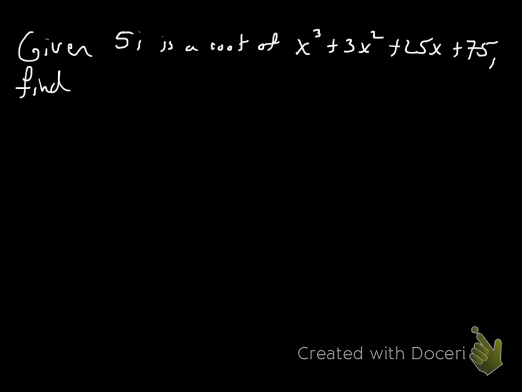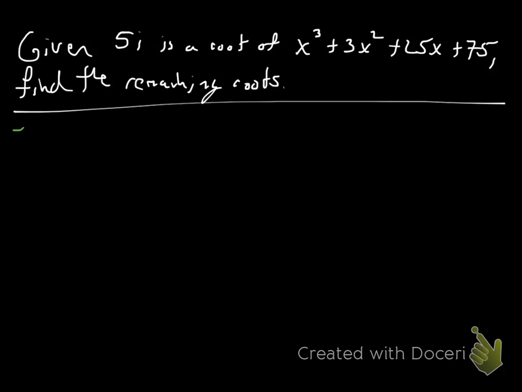And what I would like to do is find the other remaining roots. So we're going to get one of them for free. We're going to get negative 5i. Negative 5i is the conjugate of 5i. So we get one of them for free. This is a 3rd-degree polynomial, so we'll have at most 3 roots. So 5i is a root.